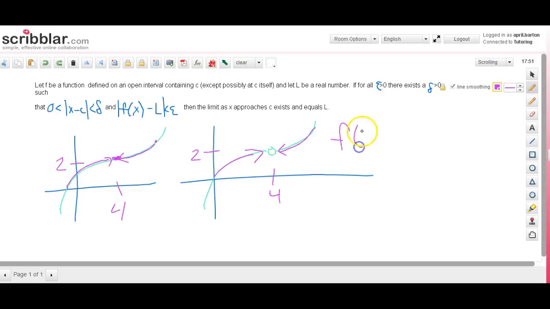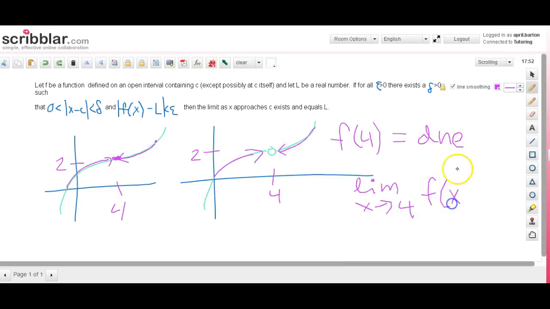So f of 4, your x value is 4, would be 2. Nope, sorry. That would be the limit, would be 2. f of 4 would not exist on this second graph. And the limit, as you approach 4 of this function, would equal 2. A limit would exist, but a y value doesn't exist. On this one, the limit and the y value are just the same number. The y value is 2, and the limit as x approaches 4 of the function also is 2. So that's our general concept of what a limit is.